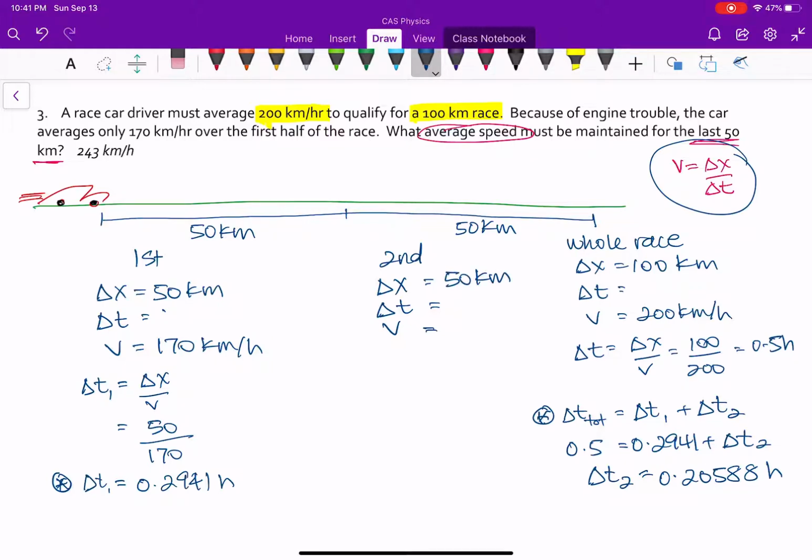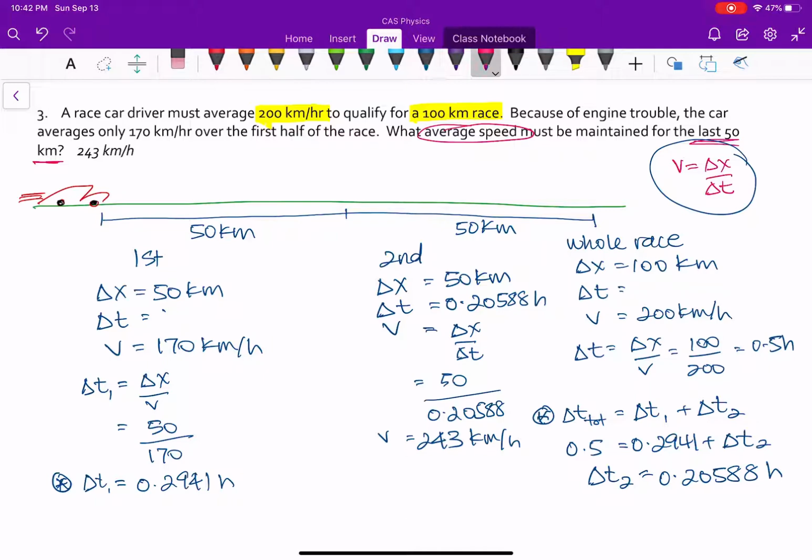Okay, now, looking at the information for the second half, we know it's 50 kilometers. We now know the time is 0.20588 hours. So now it's a simple matter of using delta x over delta t. So this equals 50 divided by 0.20588. So my speed in the second half of the race works out to, I think, 243 kilometers per hour.